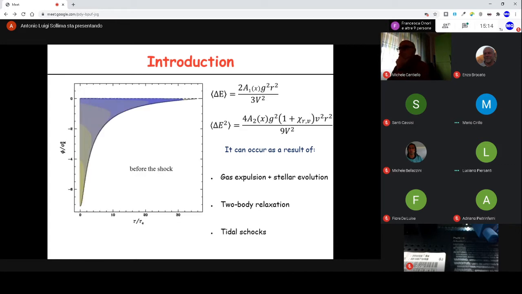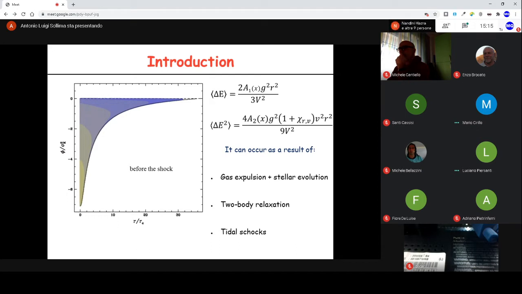The last channel is through tidal shocks, occurring when the effective potential is subject to a sudden change over a time scale which is short, where short means shorter than the typical time scale of a single star to complete an orbit inside the cluster, so the dynamical time scale. When this occurs, there is an impulse of energy whose amplitude is proportional to the square of the radius from the cluster center.